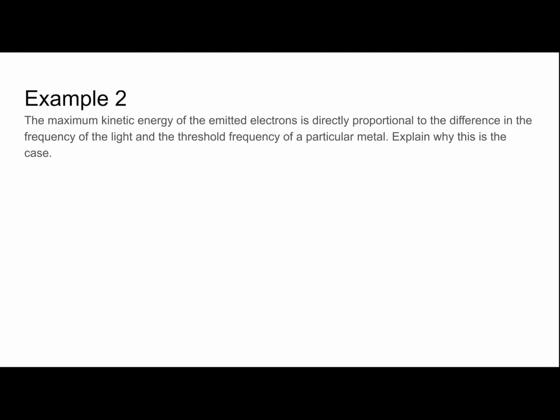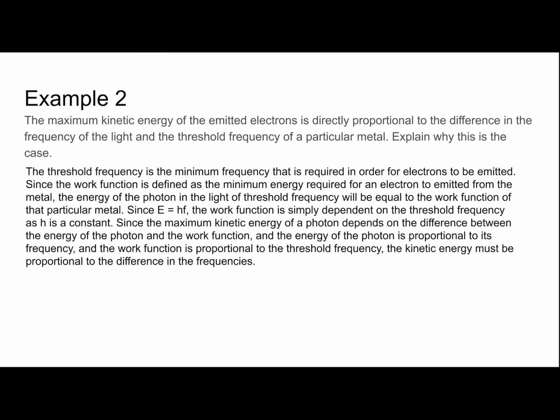Alright, so first we should start out with our definitions. The threshold frequency is defined as the minimum frequency that is required in order for electrons to be emitted, and the work function is defined as the minimum energy required for the electron to be emitted from the metal. So the threshold frequency corresponds to the work function. The energy of a photon of the threshold frequency is equal to the work function that is required to bring the electron to the surface of the metal. So E equals hf. The work function is simply dependent on the threshold frequency as h is a constant.